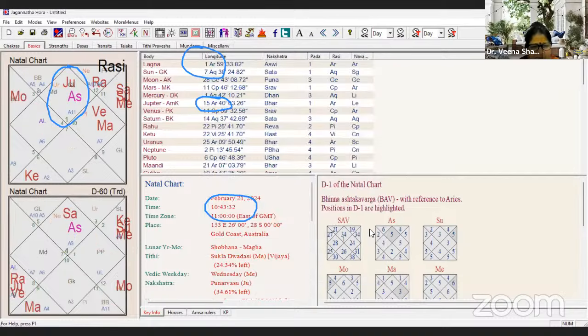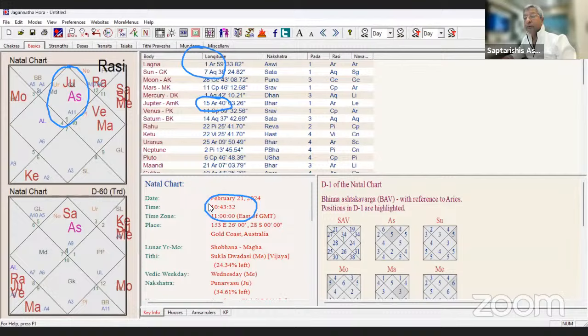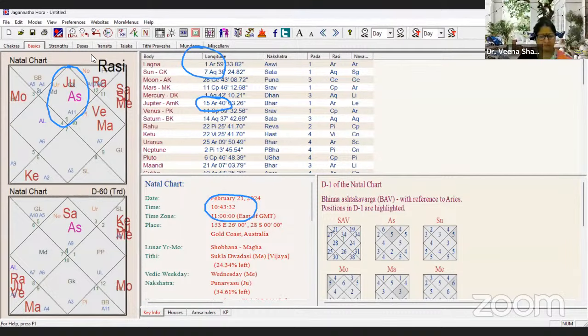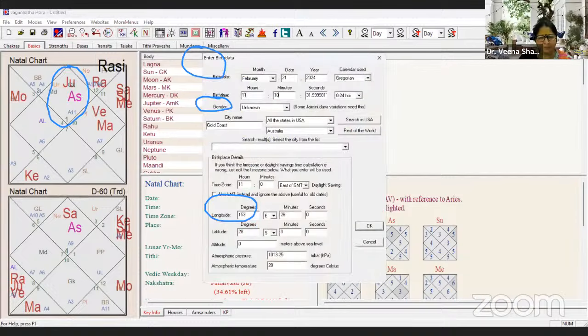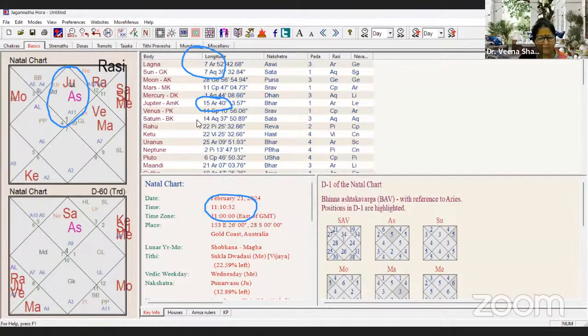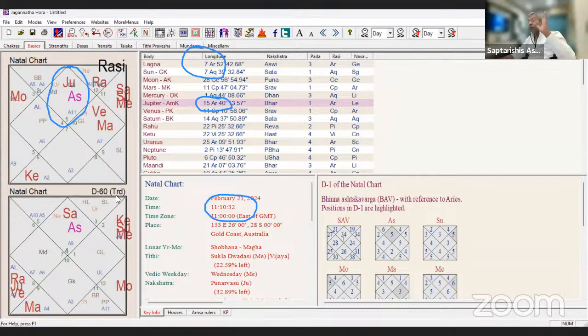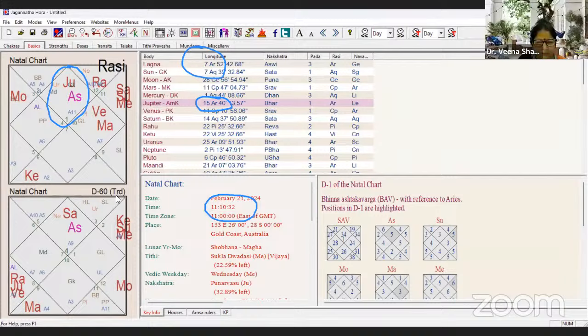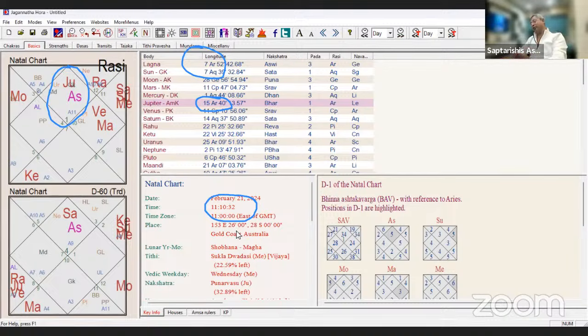Right. Perfectly. Roughly this time. Okay, now what do you do? You ask the person to start playing at 11 o'clock. Australian time 11 o'clock or Indian time 11 o'clock? I have put Gold Coast in front of you.